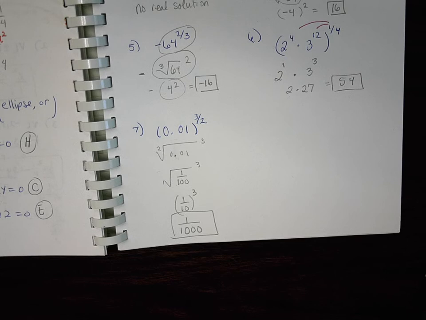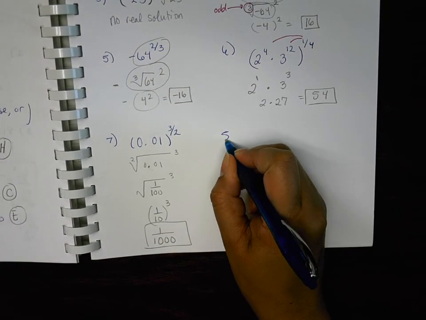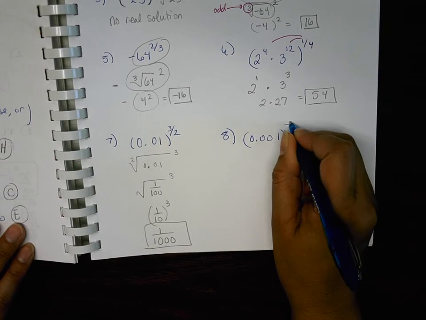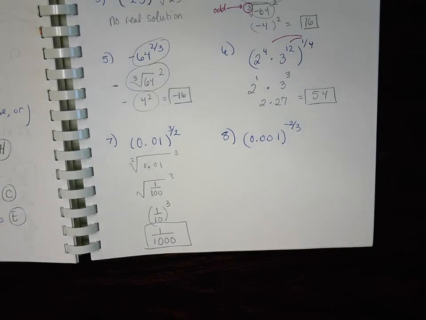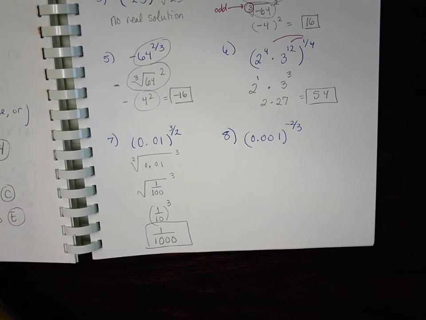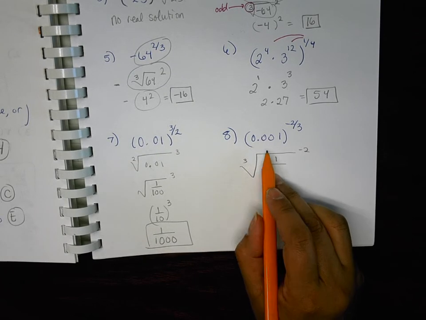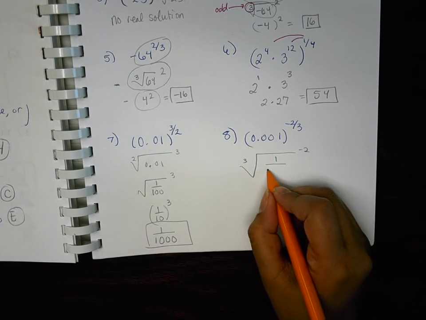All right, I'm going to give you the next one to try on your own. Number 8. 0.001 raised to the negative 2/3. Go ahead and try it. I know there's a negative, but at least try. Can anybody at least tell me how you rewrote this? 1 over 1,000?